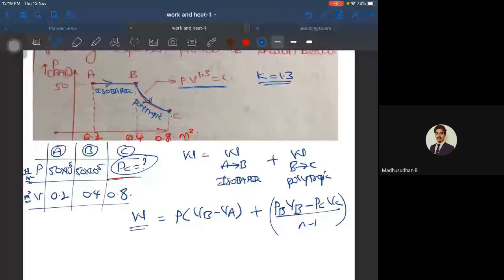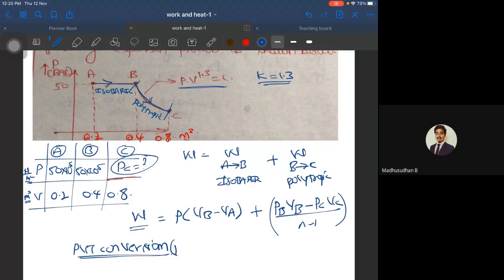Very good, Narendra. What have you used? What is the name given to that equation? PVT conversion equation. Excellent. So for that, you have to use the PVT conversion equations, for which process? From B to C you have to use here, right? From B to C, so it is a polytropic process.